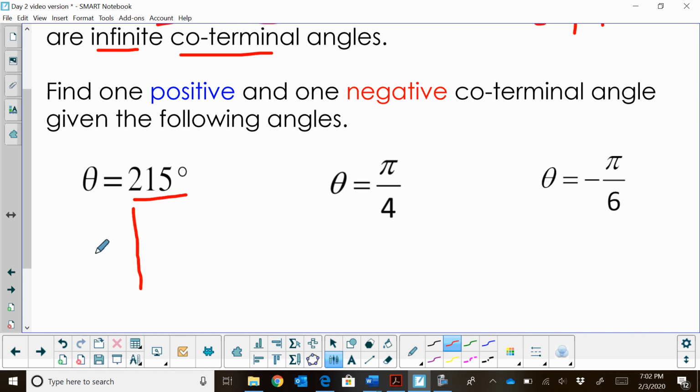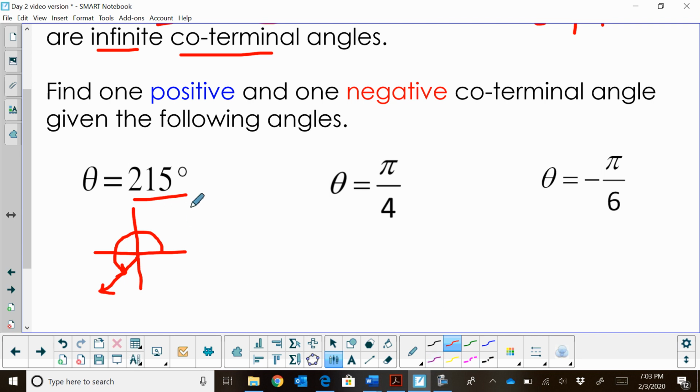215 degrees. We're going to draw that angle. So starting on the positive x-axis, we're going to go around, and that's going to end up somewhere over here in quadrant 3. So there's the angle.